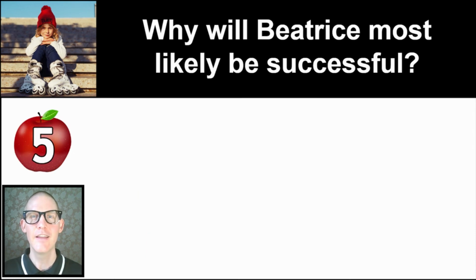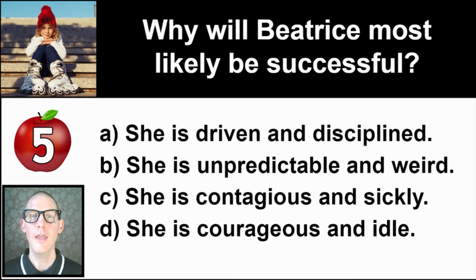Okay? Question number 5. Why will Beatrice most likely be successful? A. She is driven and disciplined. B. She is unpredictable and weird. C. She is contagious and sickly. D. She is courageous and idle. All right, what do you think?